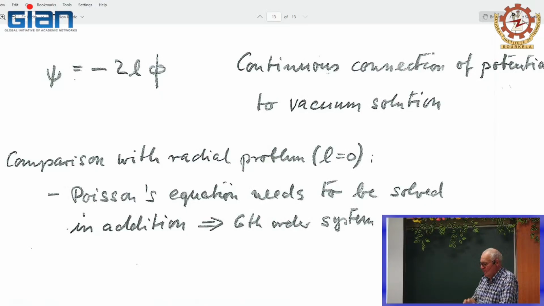What will? Okay, I think we are at the end. Okay. What is physically, is there any new physical effect which we expect once we consider non-radial perturbations rather than radial ones? Can you think of one?